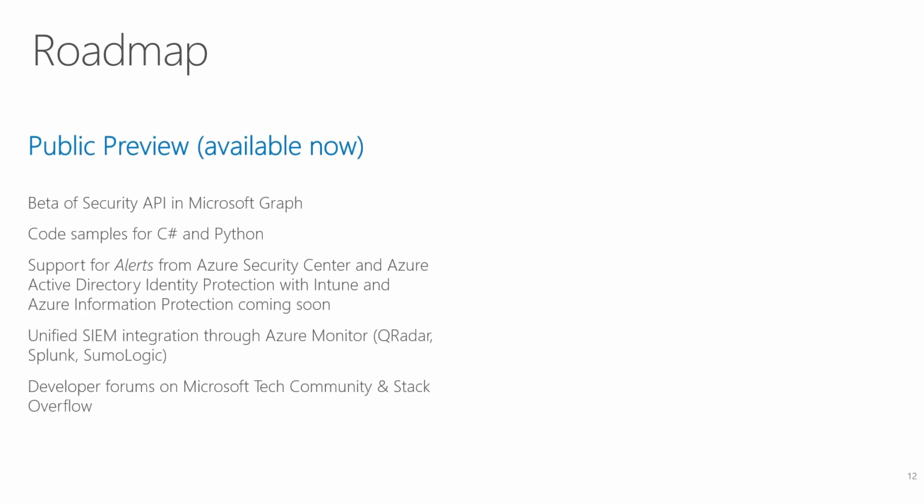At RSA 2018, we announced our public preview of the API. During Microsoft Build 2018, we will be introducing the API to our broader Microsoft developer and partner ecosystem through Hands-On Labs. You now have access to code samples in both C# and Python, and the ability to integrate and query for alerts from Azure Security Center, Azure Active Directory, Intune, and Azure Information Protection. We have also documented our SIEM integration with Azure Monitor to help you integrate security API alerts directly into your SIEM. Finally, we have established developer communities in both Microsoft Tech Community and Stack Overflow to provide further guidance and answer your questions.